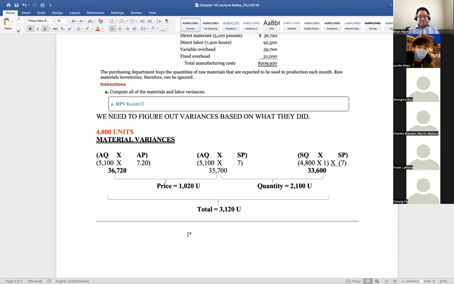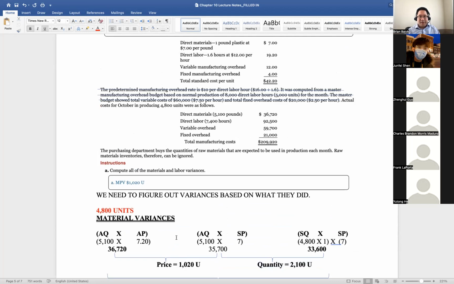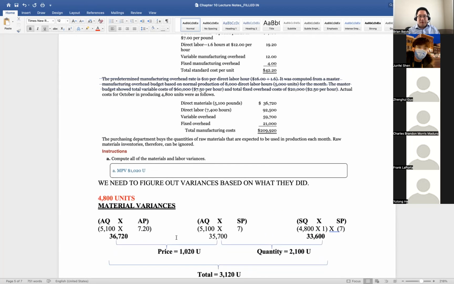Okay, good. Anybody have any questions on these variances? Okay. Can you figure out the labor variances? Same setup, right? Same approach. Figure out what you get for the labor variances. Let me leave this on the screen here for you.